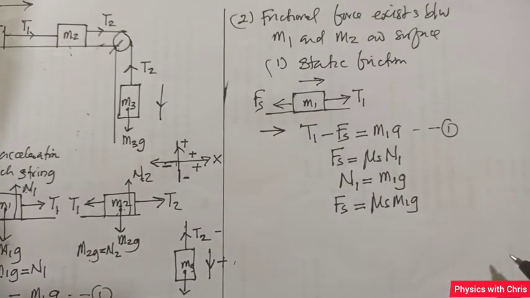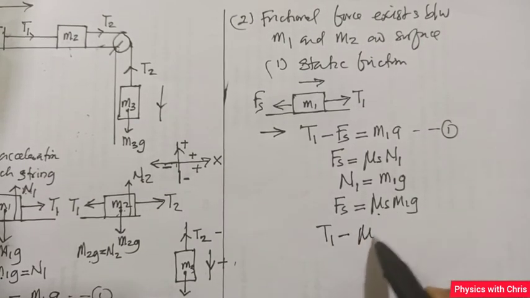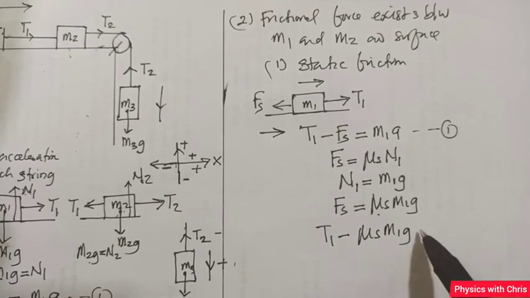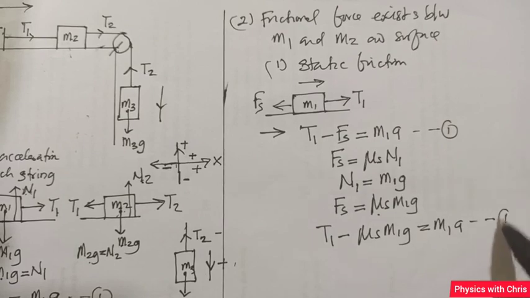So that I can now write an expression for the acceleration if I'm given the coefficient of static friction. So I have T1 minus mu s M1G is equal to M1A. I can call this equation 1 also.